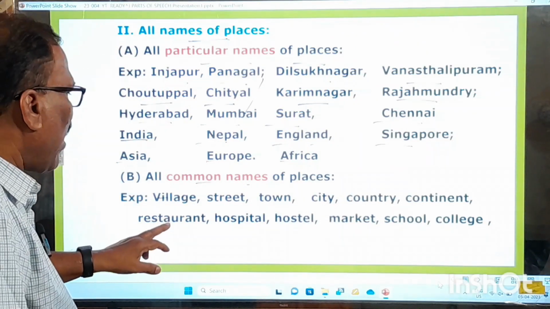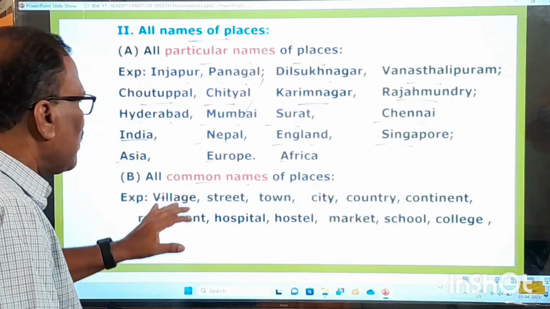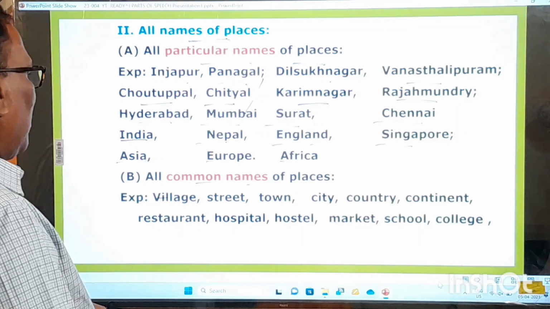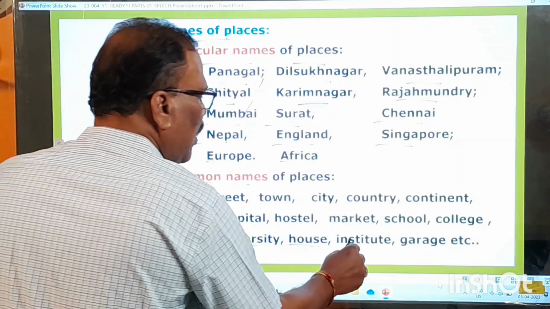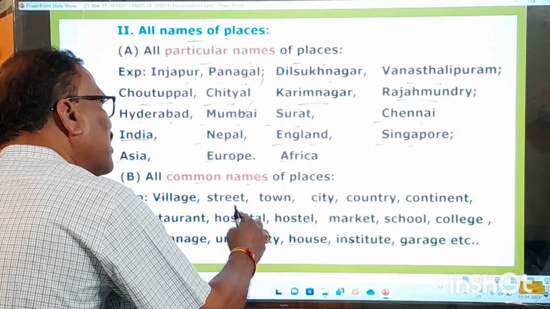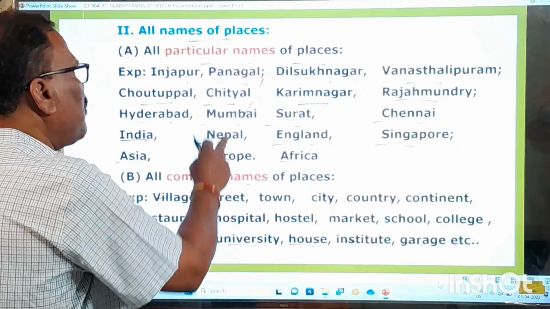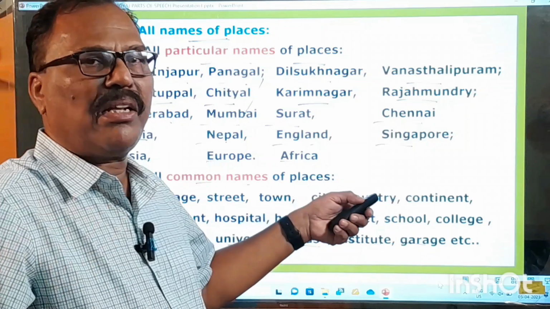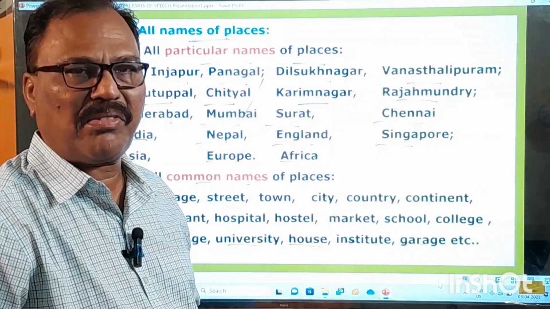And here restaurant, hospital, hostel, market, school, college, all these are the common names given to these places. In the same way, orphanage, university, house, institute, garage. See, these are all common names of places. These are all particular names of places. Whether they are common names or particular names, they are names. Therefore, they are nouns. That is the basic point you have to understand.